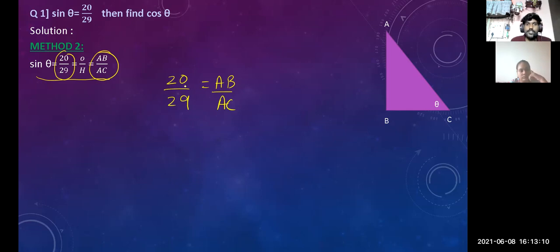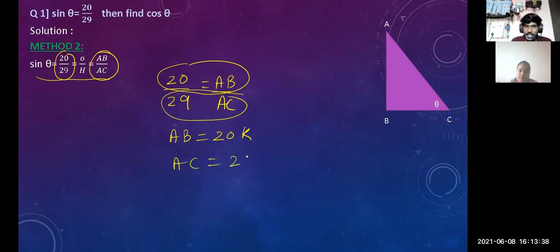Now, since these are in proportion, just look at the numerators. So the numerator AB will be equal to 20 into some constant K. This is by property of proportion. Similarly, AC will be equal to 29 into some constant K, by property of proportion. Is this clear?